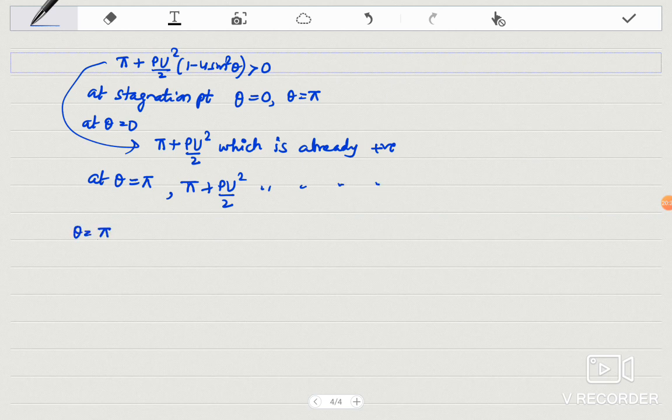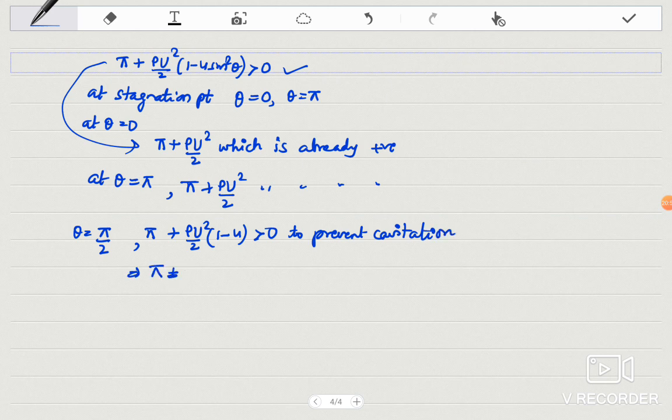Now we see what will happen at theta is equal to pi by 2. At theta is equal to pi by 2, if you put here, you will get pi plus rho u square upon 2 into 1 minus 4. And it should be greater than 0 to prevent cavitation. That is pi minus 3 rho u square by 2 should be greater than 0, or u square should be less than twice pi upon thrice rho. So it is the condition that if u square is greater than 2 pi by 3 rho, the cavitation will occur.